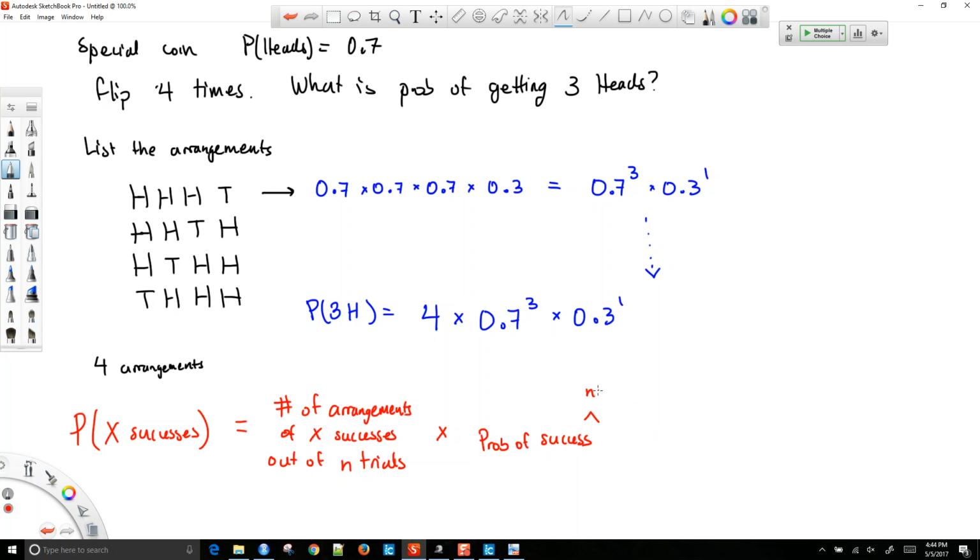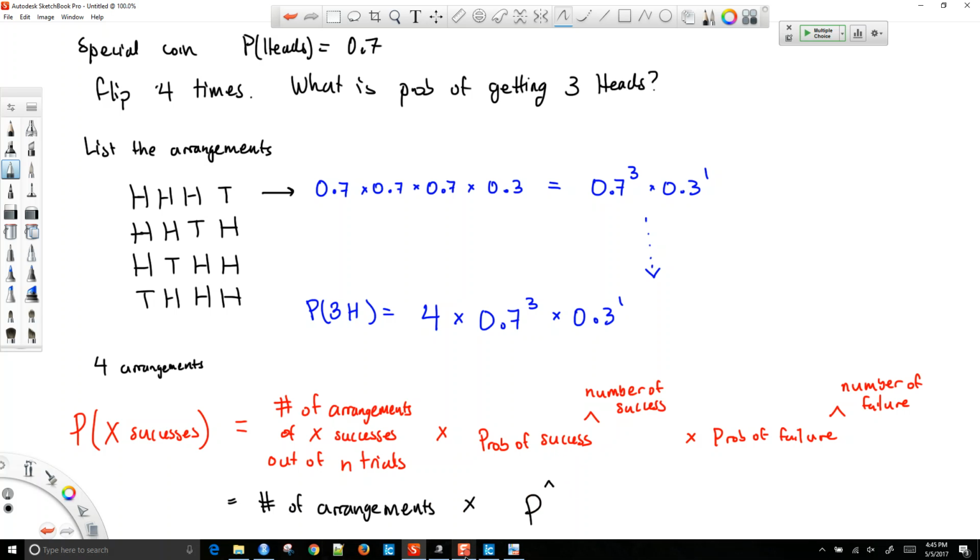So probability of success raised to the number of successes, multiplied by the probability of failure, right? Probability of failure, which is getting our tails, and I raise this to what power? The number of failures, okay? Which, if we want to replace with symbols, I'll still leave this as number of arrangements times probability of success is p raised to the x power. I should get rid of the letter x here so you don't get confused.